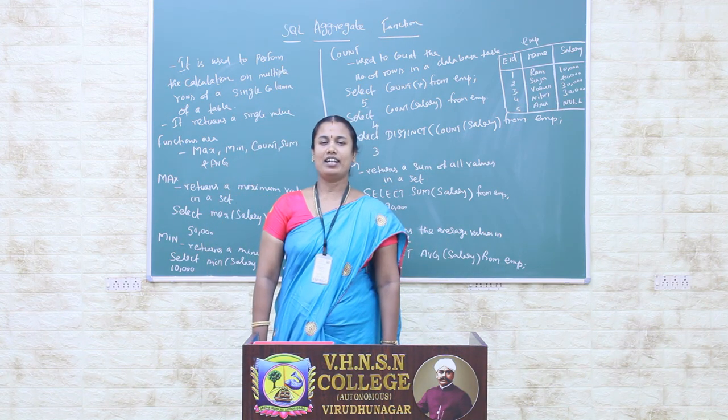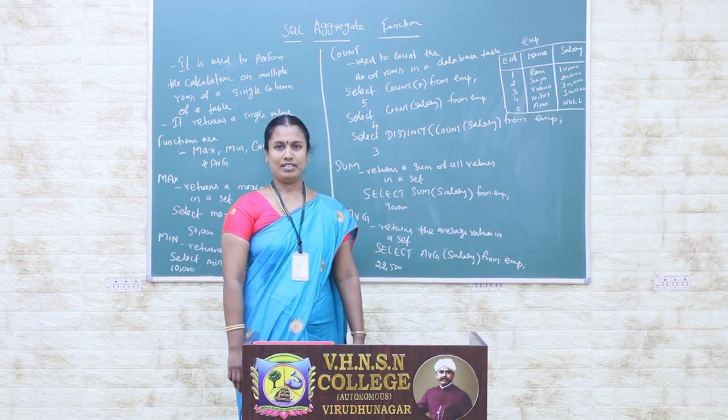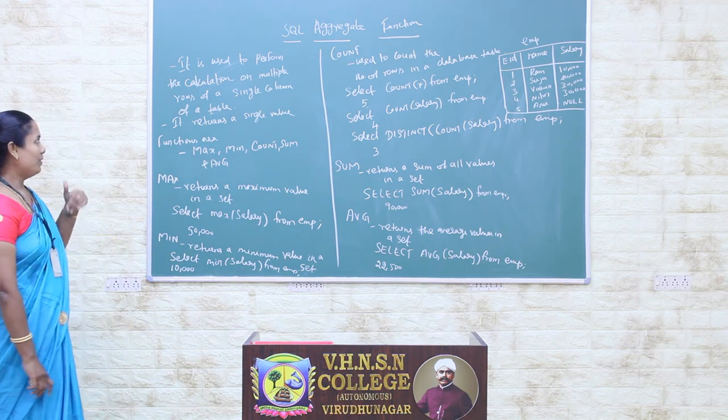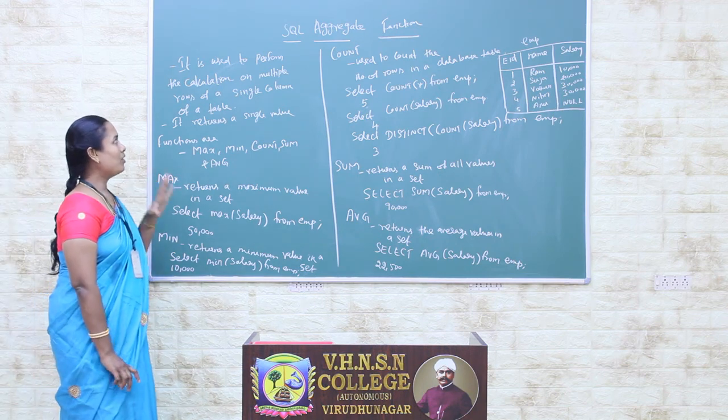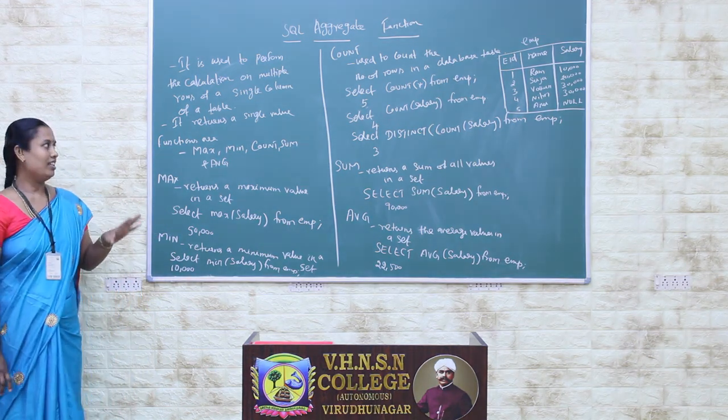Concept of SQL aggregate function. These functions are mainly used for RDBMS tables. Let us see what the aggregate function is. It is used to perform a calculation on multiple rows of a single column of a table. It returns a single value.